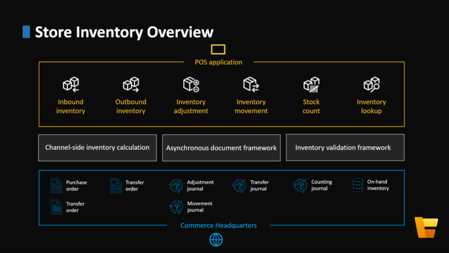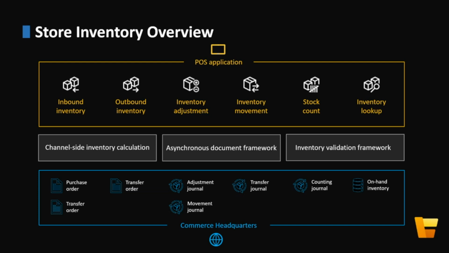Fundamentally, those operations are utilizing the capabilities in headquarters to process the inventory data in the ERP system. For example, the inbound and outbound operations process purchase orders and transfer orders. Those are the standard documents in our Dynamics ERP to track product receipts, shipments, and cross-warehouse inventory movement. And inventory adjustment, movement, and stock count, those 3 operations leverage various inventory journals.